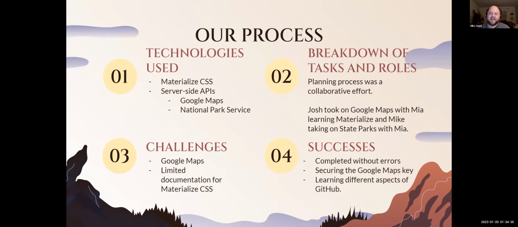Our breakdown of tasks, Josh took on the Google Maps API, Mia handled a lot of the Materialize, implementing that, and myself looking at the state parks with the help of Mia there with her expertise on that. And some challenges that we ran into, the Google Maps API was just difficult to use. The main issue with that, keeping the key secure, we did have to get a credit card on file to use it, and just keeping that secure so no one could steal that information was a huge challenge for us.